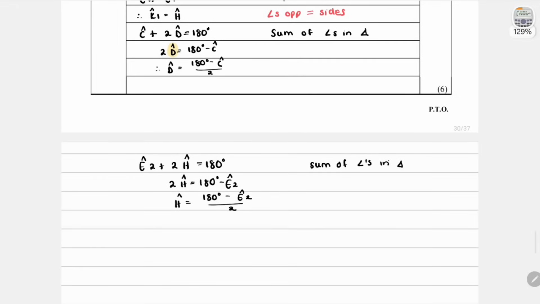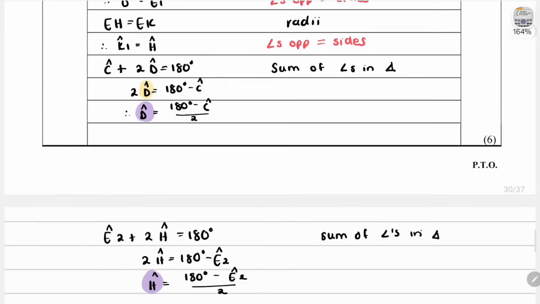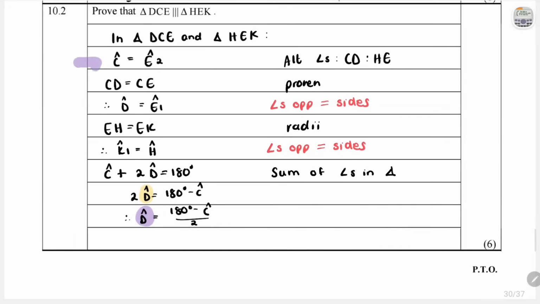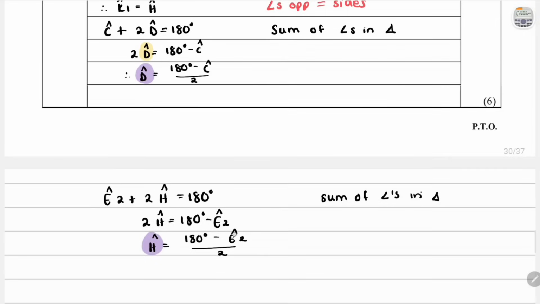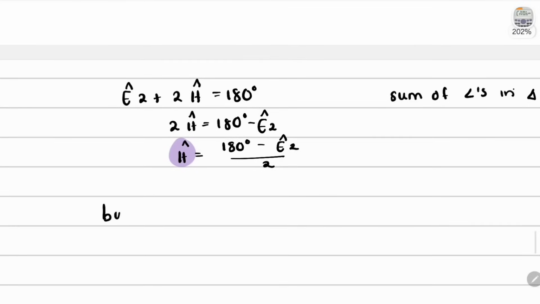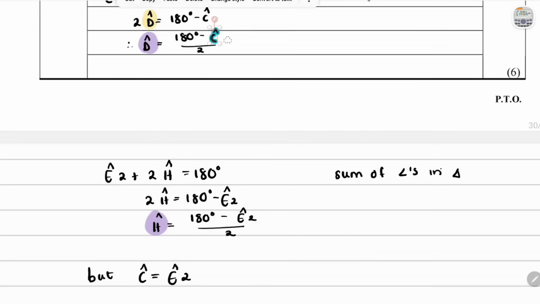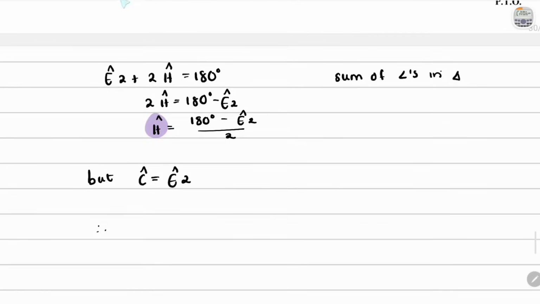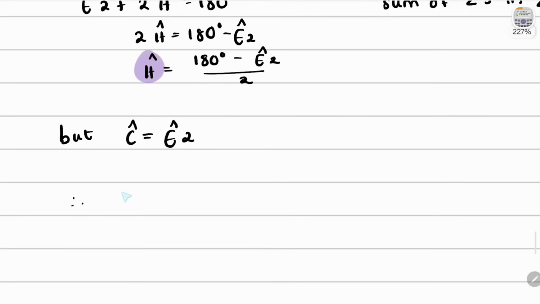Now, here's the thing. The reason we are trying to prove that these two angles are actually the same is because we already proved that angle C was equal to angle E2. So that means that represents the exact same thing over there. So if you take angle C and you replace it here, you see that they're going to say the exact same thing. Angle D and angle H are the exact same thing. So that concludes that angle D is actually equal to angle H.